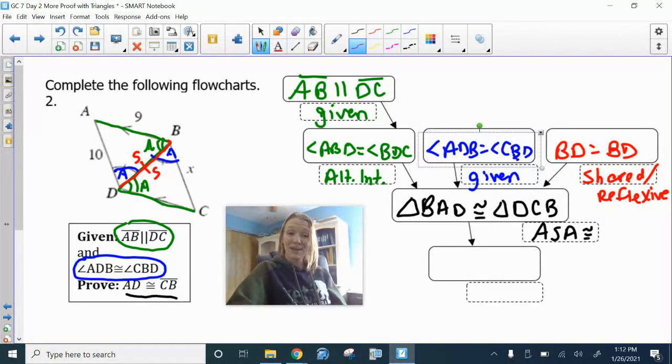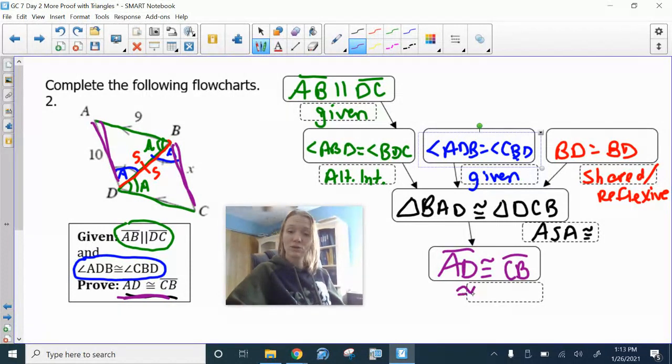So then what if we have congruent triangles? What does that allow us to say? It means that everything's equal. So we are trying to prove that AD, that 10, is equal to BC, the x, which is what we solved for earlier. And so that's what we're going to do. We're going to say AD is congruent to, or you could just say equal to, CB. And that's because congruent triangles make congruent parts.